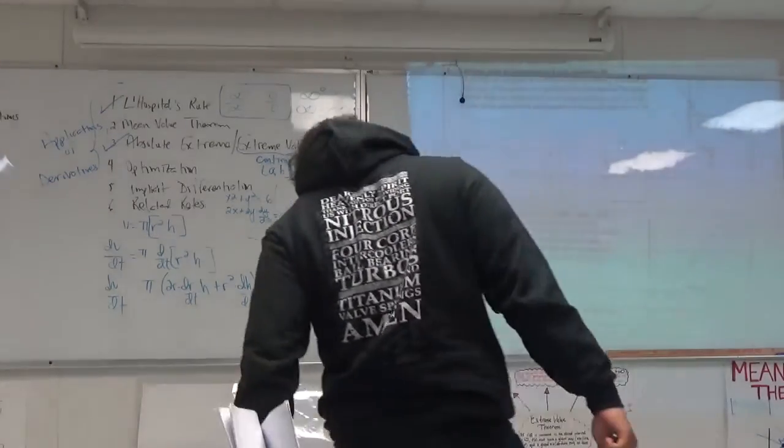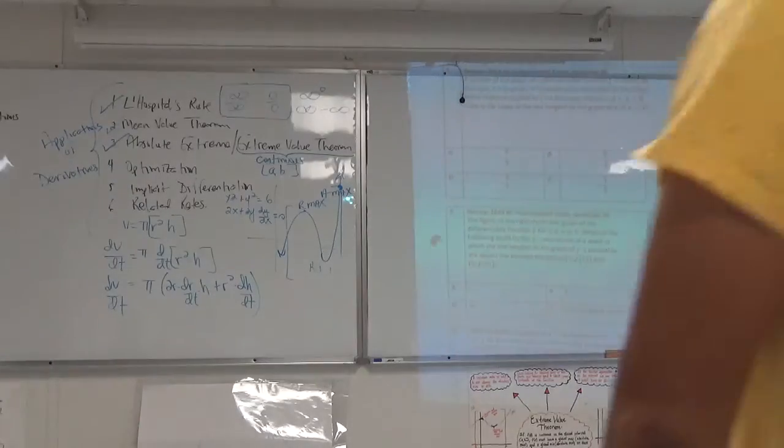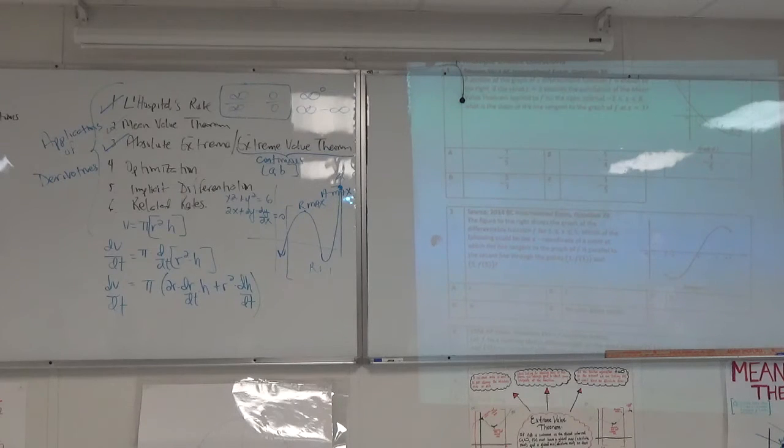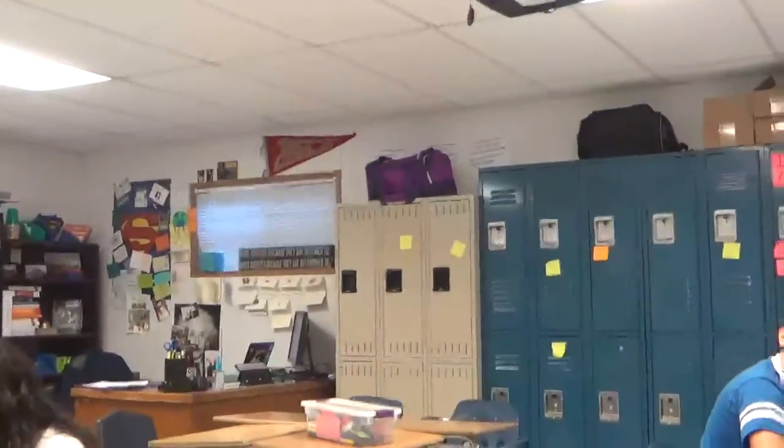The IVT says if you have a function on a closed interval, and this endpoint over here has a value of 6, and this endpoint has a value of negative 4, then for all the y values in between 6 and negative 4, there will be at least one place where that y value happens. Alright. MVT means.